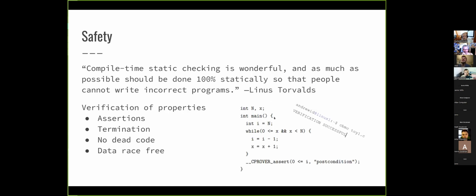So, okay, moving on. Safety. Linus Torvalds said he loves static checking, and then he allowed Rust in the kernel. There are basically four properties that they know how to verify: assertions, termination, dead code, and data races. They aren't really that good at data races yet, but they can do some things. And it works. Here's an example from a university class: they type in this program, it asserts 0 less than i, and you run it and it says verification successful. And that means it worked.